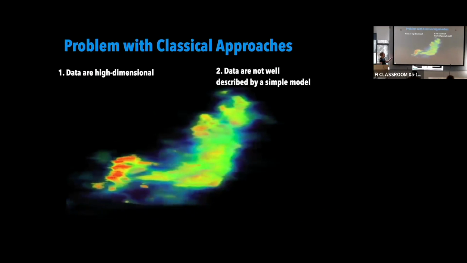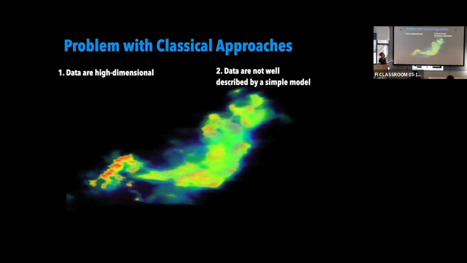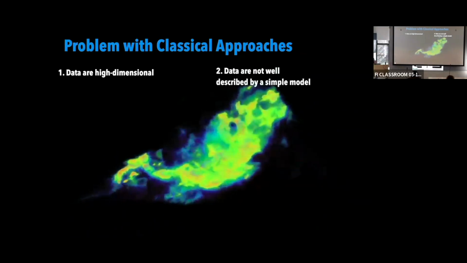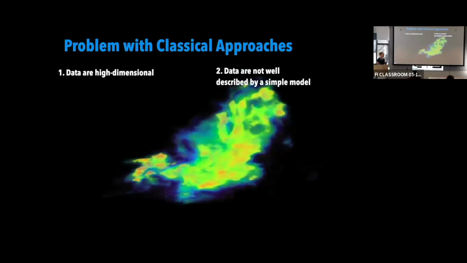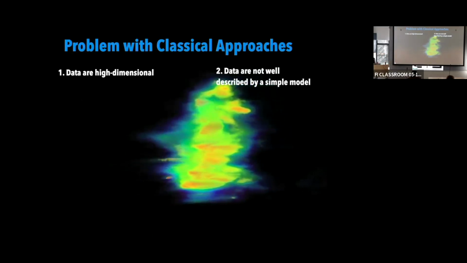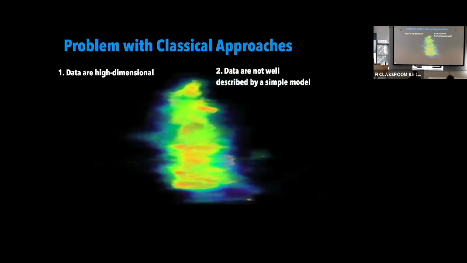Moreover, aside from being high dimensional, this is not nicely described by a simple model, right? So when you're trying to peak find and core find, you're trying, in some sense, to encourage your data to be Gaussian, and it is not really. And so you have this complexity there.